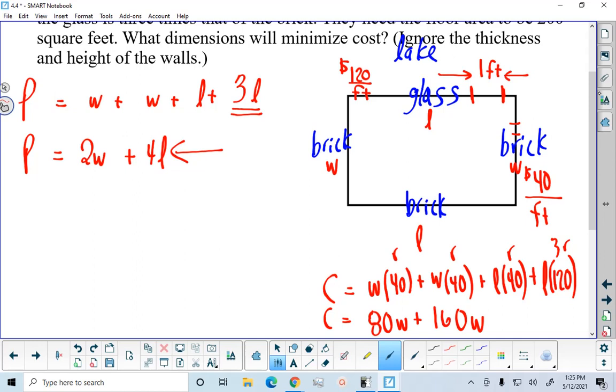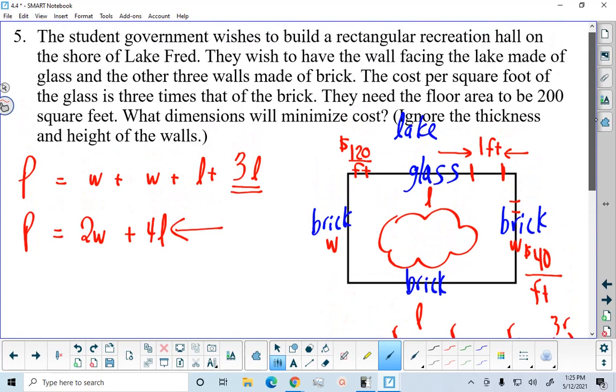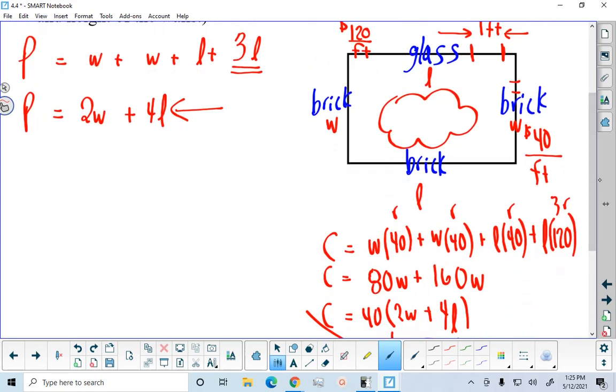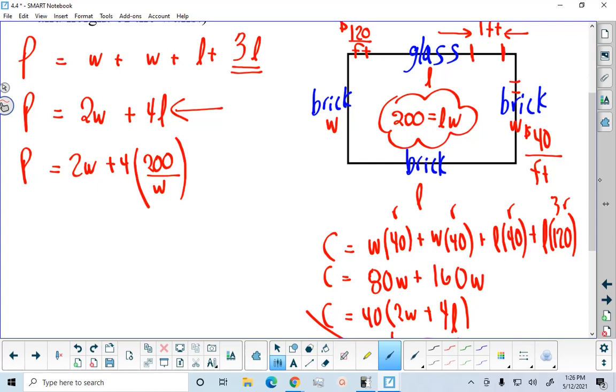Guess it's not really a function because it's got too many variables, but this equation. Okay, so we can't differentiate yet because we have too many independent variables. We are going to have to use the equation of constraint, and it said that 200 square feet, boy, this is a tiny little hall. 200 equals LW. I'm going to get rid of L. Well, L is 200 over W from the equation of constraint.